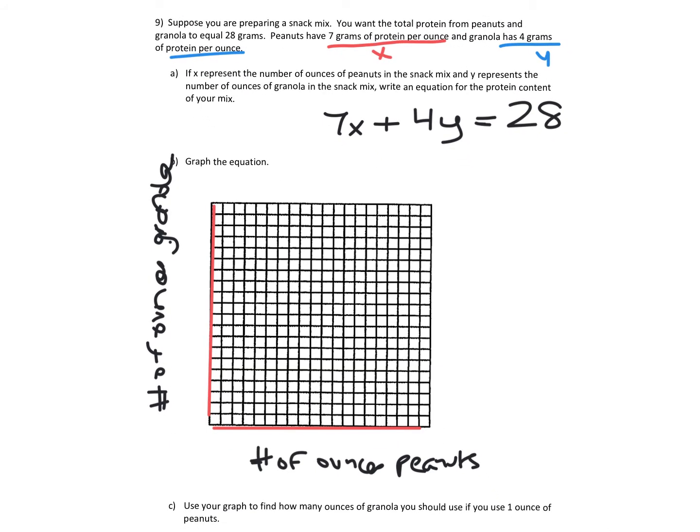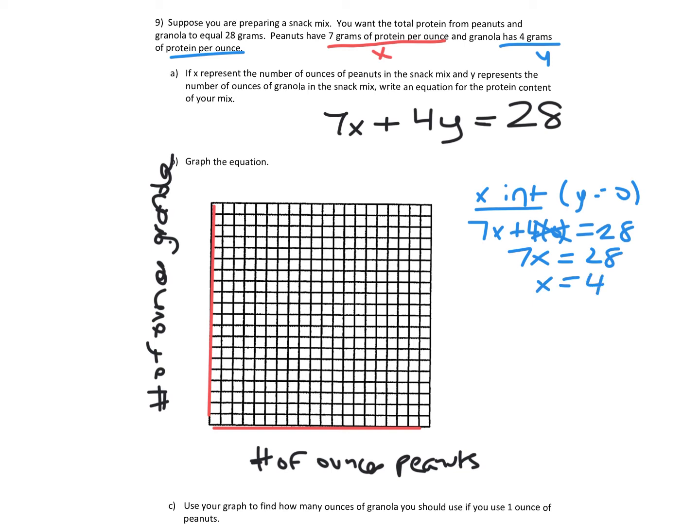Now remember, to graph this, since it's in standard form, the easiest way is to do x and y intercepts. So hopefully for homework you did that, and you set up a little side problem. The x-intercept is where you plug in y to be 0. So you're going to do 7x plus 4 times 0 equals 28. This 0 will drop out. 7x equals 28. That means that my x-intercept is 4.